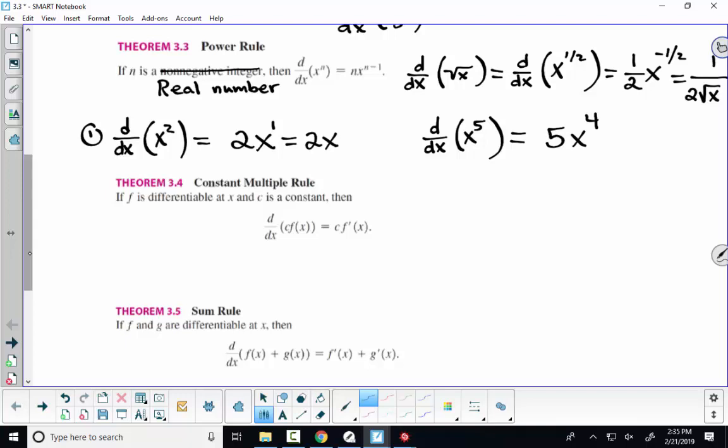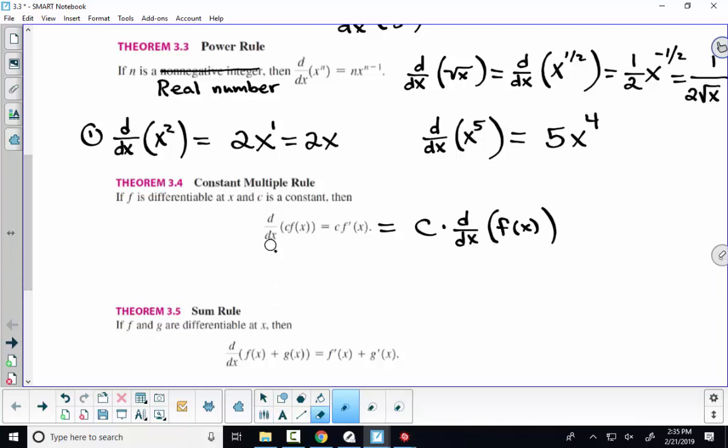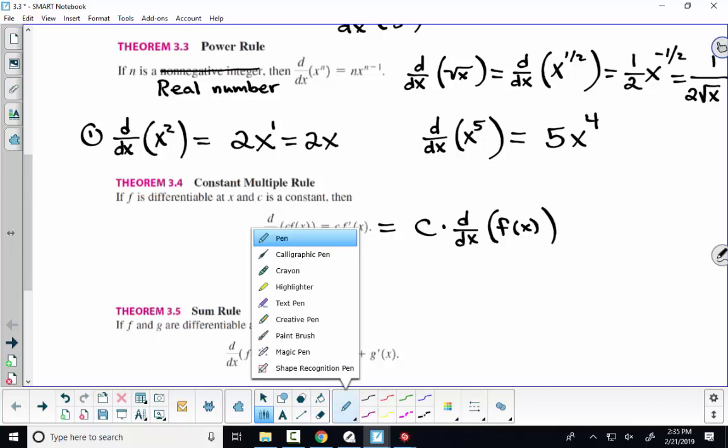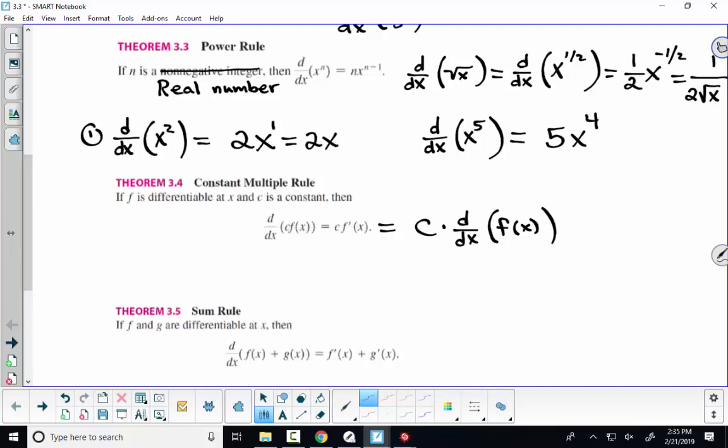Okay. Constant multiple rule. This one's different. We're not taking the derivative of just a constant. It's a constant times a function of x. So the constant doesn't affect the derivative. Think about this as an operator. The operator says, take the derivative of everything that has an x involved. The constant doesn't, therefore the constant gets pulled out. So we're looking at this like the constant times the derivative of the function.